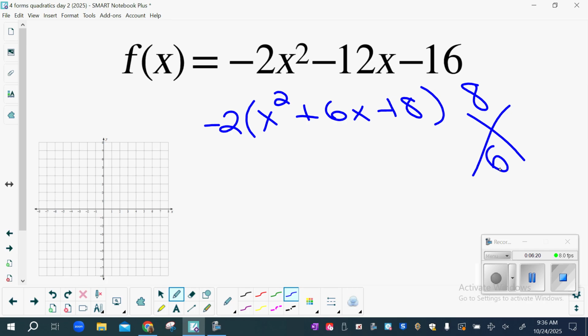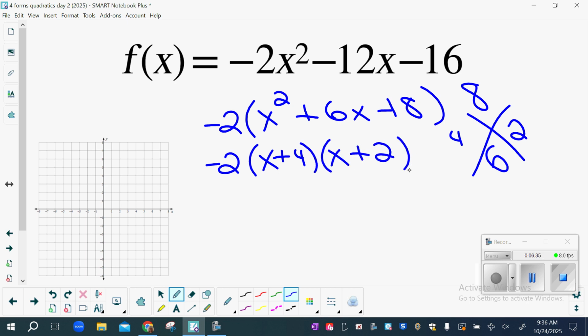Here we go. -2 hangs on the outside. X, let's see, factors of 8 that make 6. How about 4 and 2? X plus 4, X plus 2. Let's get our roots out. Why do we get the roots out? Because it helps us with graphing. That's why we like factored form. It gives us our roots. Our roots are at -4 and -2.